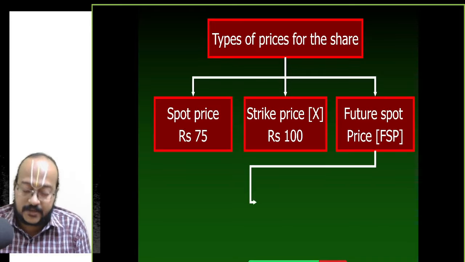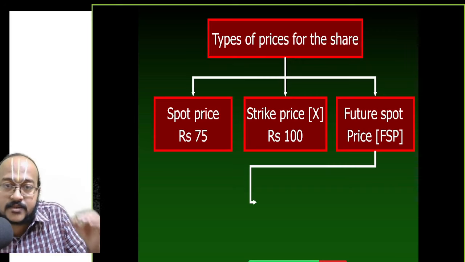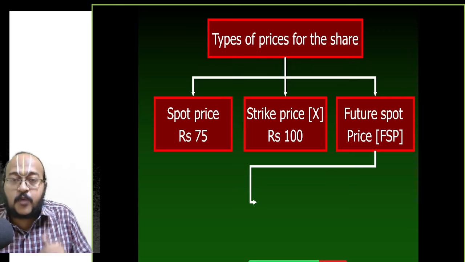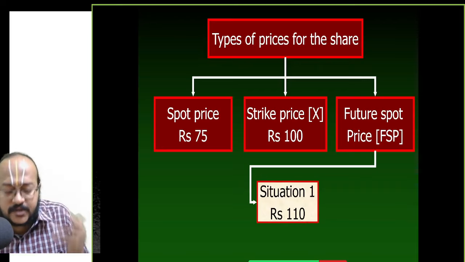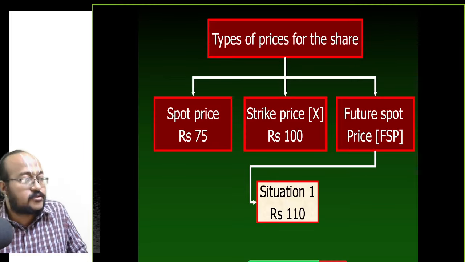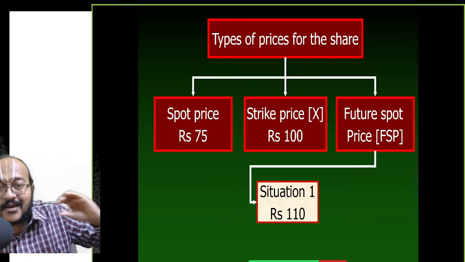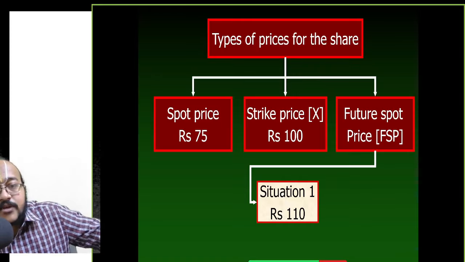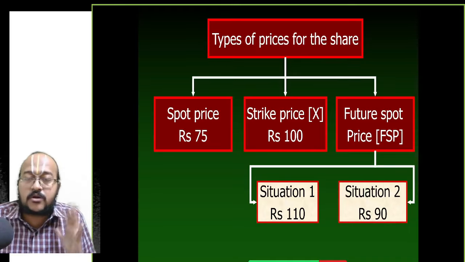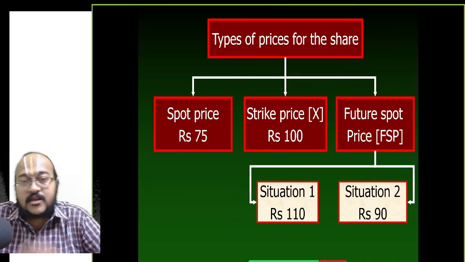So three different prices are there. See here, today the share price is 75. Strike price is 100. Future spot price may go up to 110. Situation number 1: the future spot price after 3 months, the equity segment share price, has appreciated to 110. The underlying asset is quoted in the equity segment at 110. And situation number 2: the share is quoted at 90. These are two situations. There is probability now.